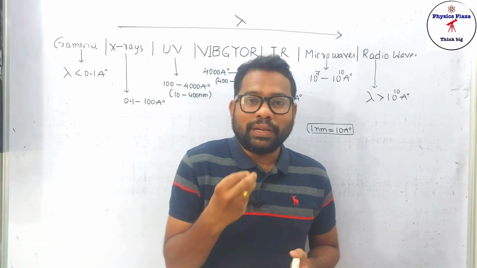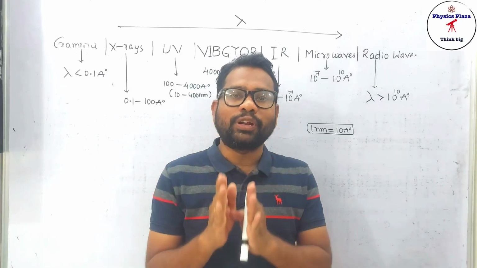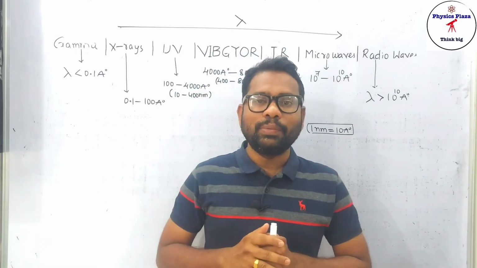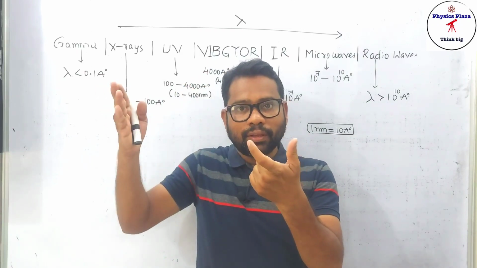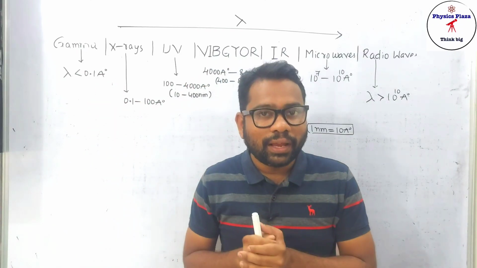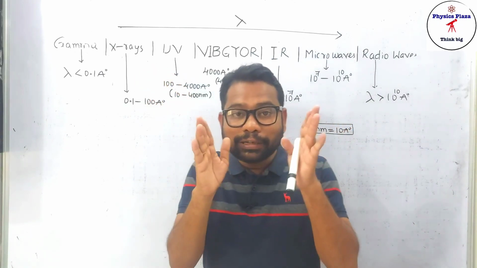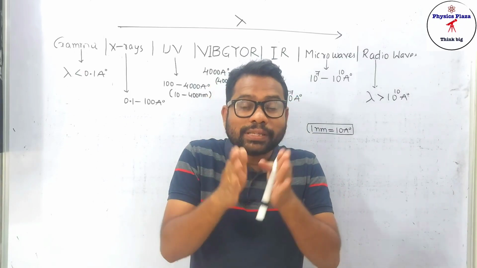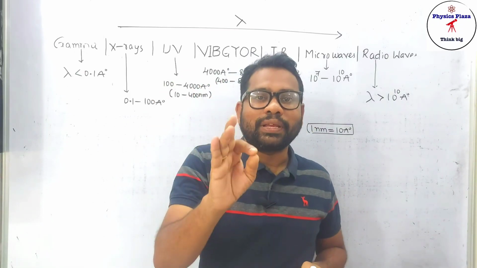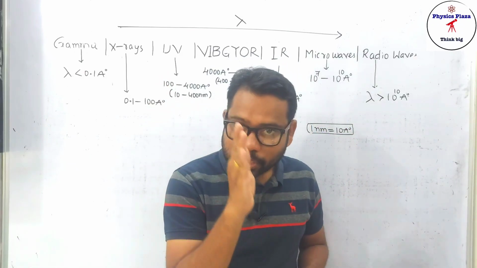So actually my intention is to tell you, children, that there is no sharp boundary between electromagnetic radiations. You cannot say that from 1 to 2 is X or 3 to Y. The boundaries of the wavelengths of the radiations got merged. So there is no specific boundary.